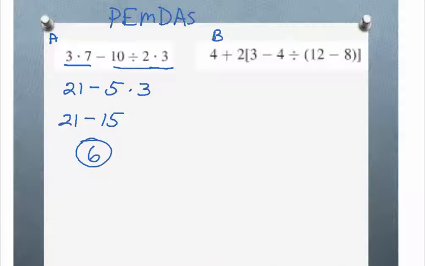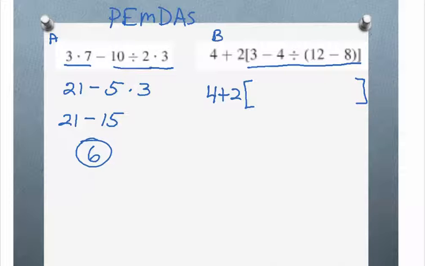Final answer. But then in B, I have parentheses. Here are my parentheses. So I have to do everything inside the parentheses before I can do anything outside of the parentheses. So let's look inside the parentheses and discuss the order of operations even when inside the parentheses.